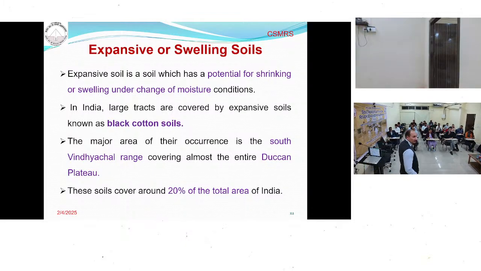So expansive soils, as you told, are also called black cotton soil. Why do you call it black cotton soil? Because they are black in color. And if we talk about India, around 20% of the land is covered by black cotton soil.